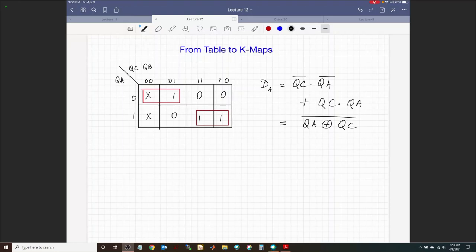While we are doing this, I hope you guys are checking my work. All right, so we got the equations, right?